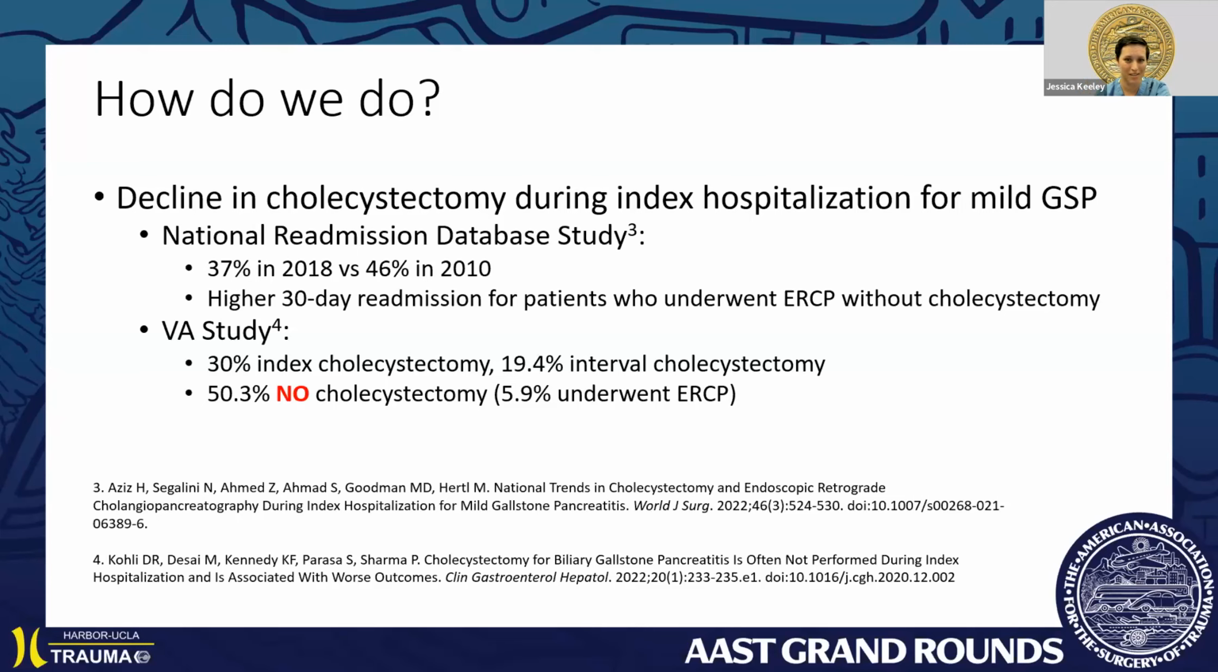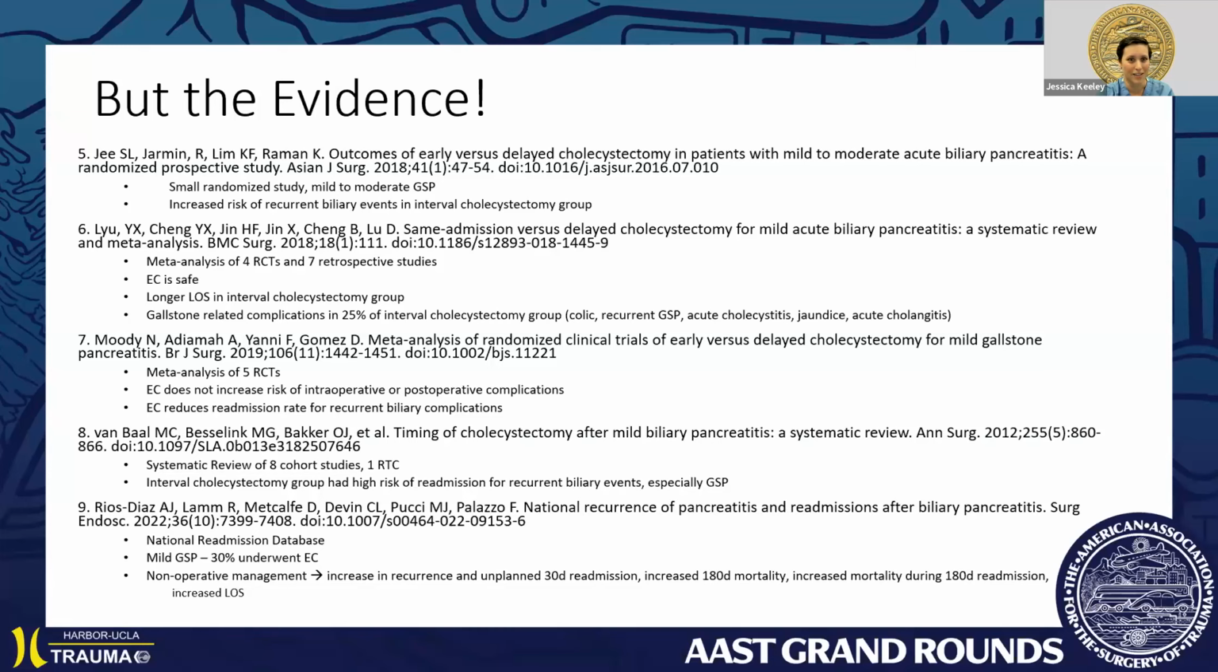Only 20% came back for an interval cholecystectomy, and 50% just never had their gallbladder out if they got sent home after having gallstone pancreatitis. And of those, a very small percent, that's 5.9% of the 50%. So really 2.5% of people had just an ERCP. So again, not doing great. And you may say, but that's only a couple studies. Why do we care? But the evidence, there's so much.